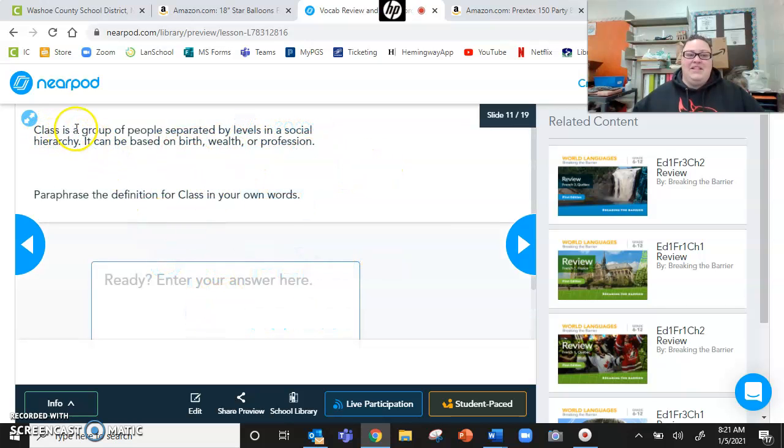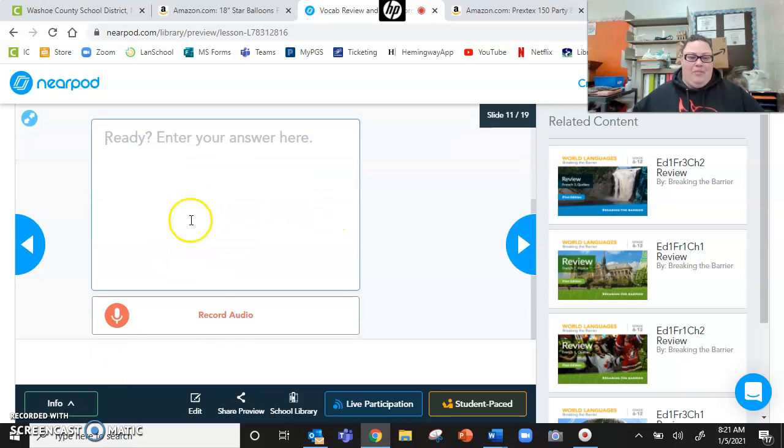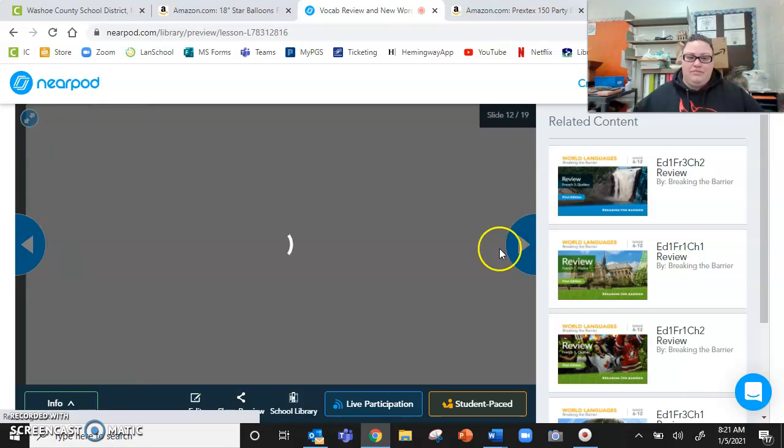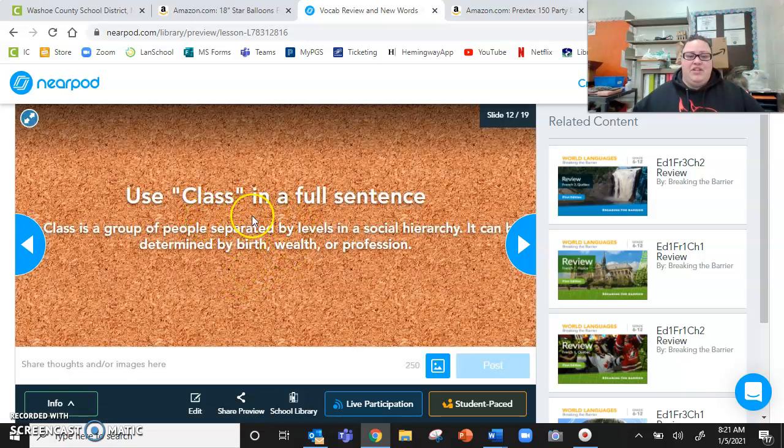So remember, a class is a group of people separated by levels on a social hierarchy. It can be based on birth, wealth, or profession. Paraphrase, type, or record. And again, you are going to use class in a full and complete sentence. The definition is here for you. You are writing your sentence here, and then you're posting it.